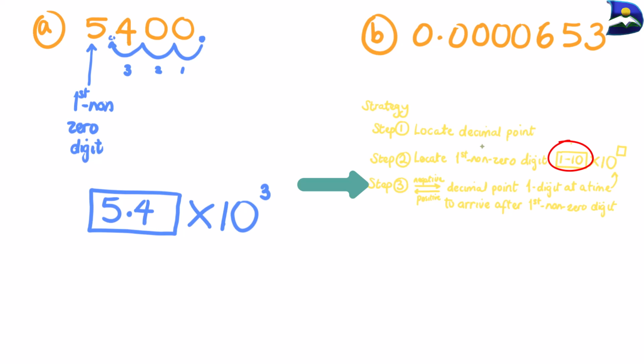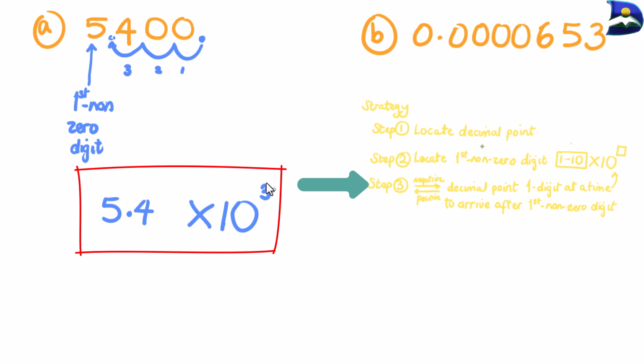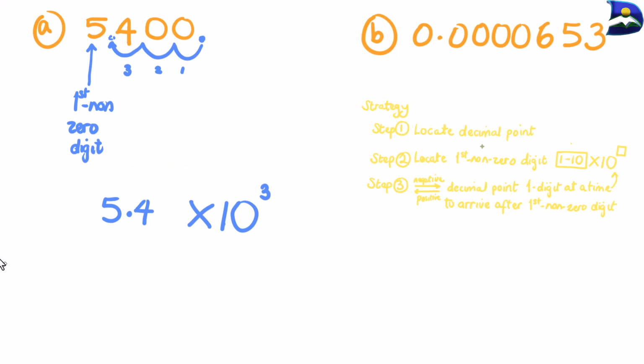You can put the zeros after. However, since there are zeros that come after and there is no non-zero digit after the last zero, it means that we are going to be removing those zeros, and it would just be 5.4 times 10 to the power of 3. So this is our answer to A by following these steps that are necessary in order for us to accomplish our scientific notation.